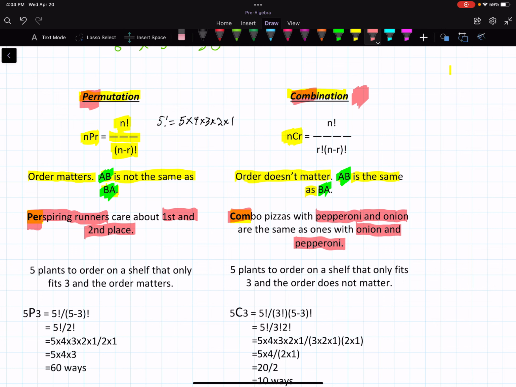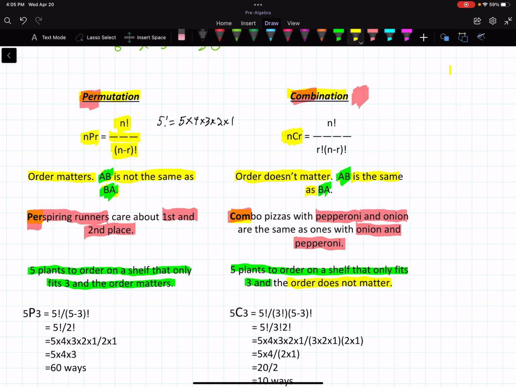All right, now an example to try to explain this, I'm going to show you the exact same problem. You have 5 plants. You need to put them in order on a shelf, and the shelf only fits 3, and on the left-hand side, the order matters. On the right-hand side, we have the exact same scenario, 5 plants to put on a shelf that only fits 3, but on this side, the order does not matter, okay?